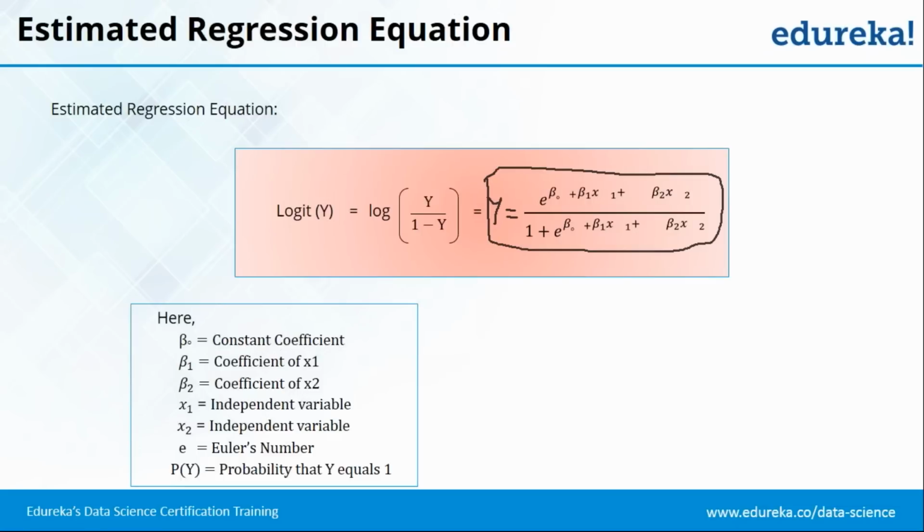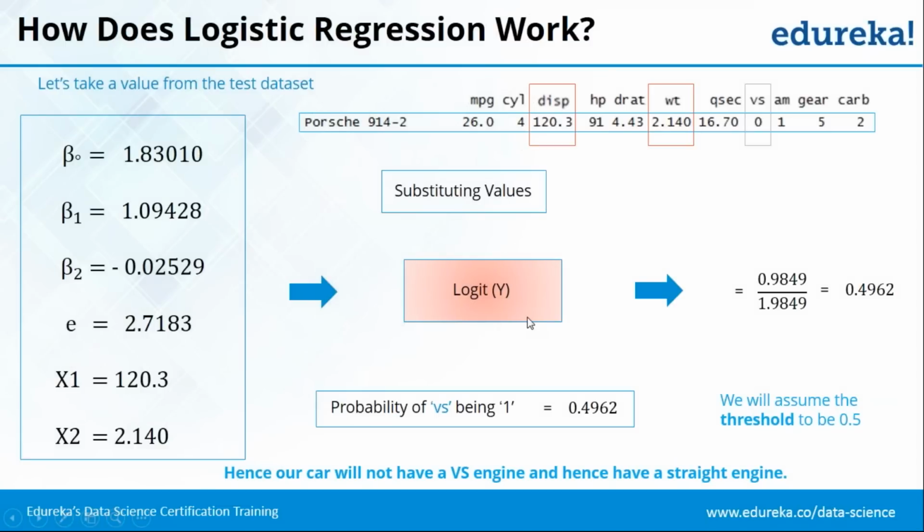Now, as you can see, these are the values that we got from our data set, right? These are the values that we'll be feeding to our logit y function. Where did we get the x1 and x2 from? We took a value from the training data set, and the DISP value is 120.3 and the WT value is 2.140, right? So we'll be feeding these values into the function with the beta naught, beta 1, beta 2 and the e values, and we come up with the value which is 0.4962. So this is the probability of y.